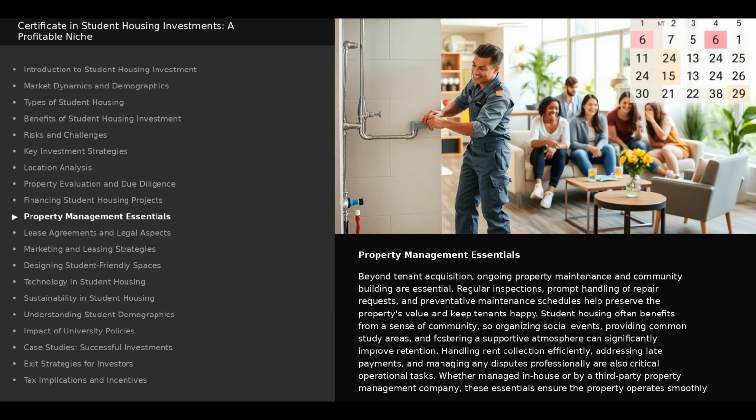Handling rent collection efficiently, addressing late payments, and managing any disputes professionally are also critical operational tasks. Whether managed in-house or by a third-party property management company, these essentials ensure the property operates smoothly and remains a desirable place for students to live. Strong management directly translates to better financial performance.